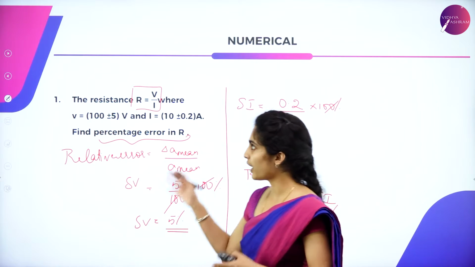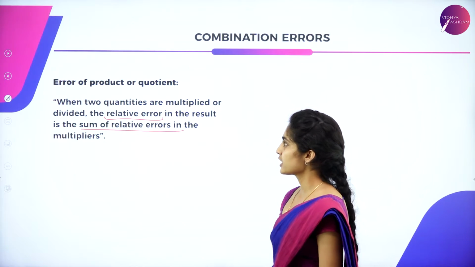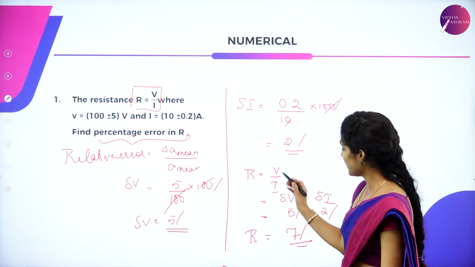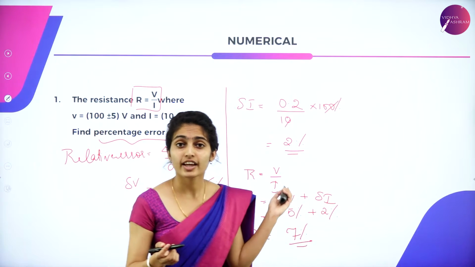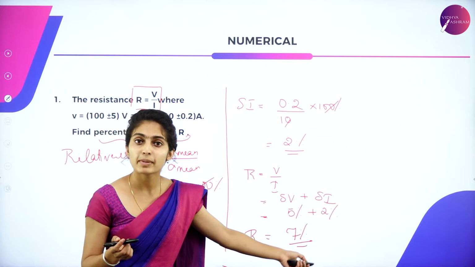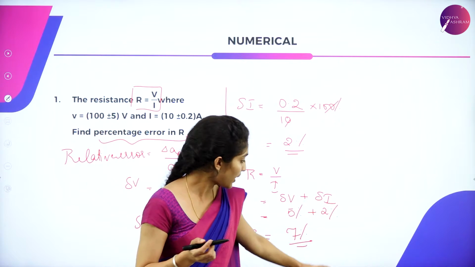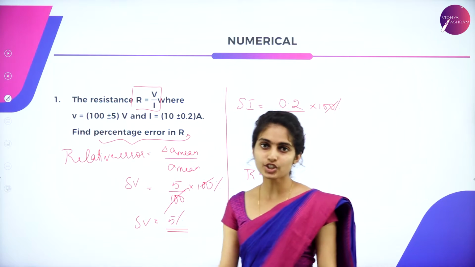This is how you solve. I hope by this numerical you're clear with this statement: when two quantities are multiplied or divided, I could have divided 5 by 2 here, but I am not dividing, because according to the rule it is summed up. The percentage errors of each quantity are taken and summed up, and the total value we get is 7% percentage error.